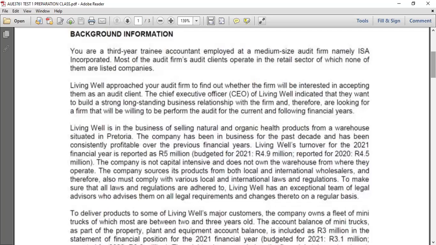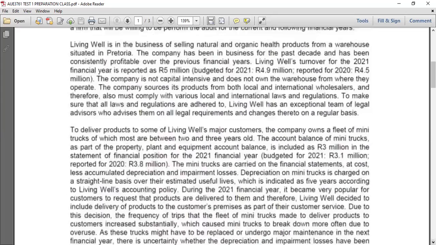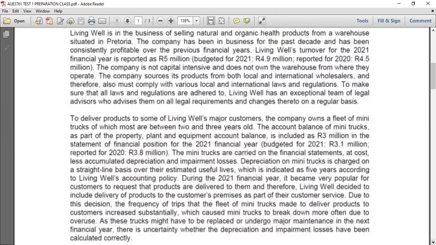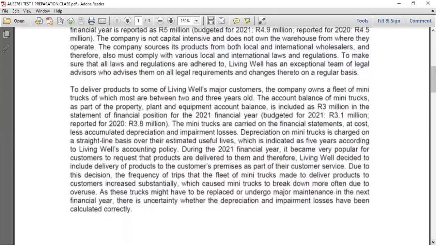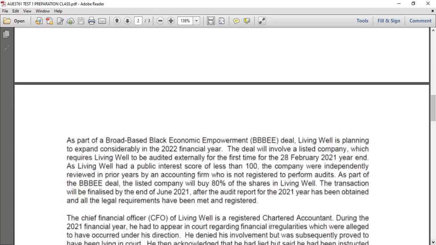To make sure that all laws and regulations are adhered to, Living Well has an exceptional team of legal advisors who advise them on all legal requirements and changes thereto on a regular basis. To deliver products to some of Living Well's major customers, the company owns a fleet of mini trucks. Right, so those are the mini trucks.